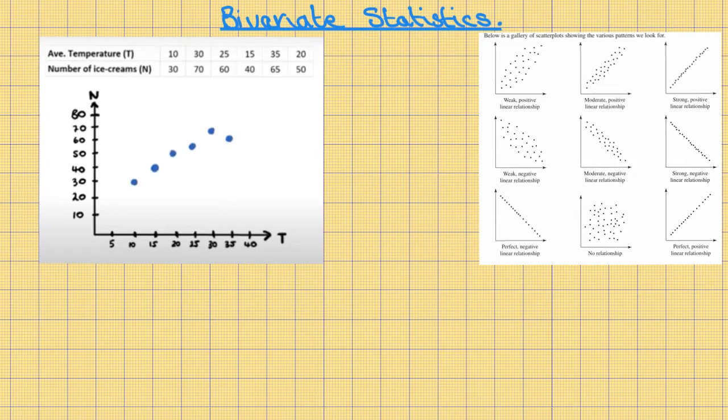So in this example, I've drawn out our data. We've got the temperature along the horizontal axis, T, and we have the number of ice creams sold on the vertical axis, N. And we've plotted the points for the average temperature against the number of ice creams sold on that particular day. What we want to see is if there is a relationship between the number of ice creams sold and the temperature on that day, and we want to draw a line of best fit.